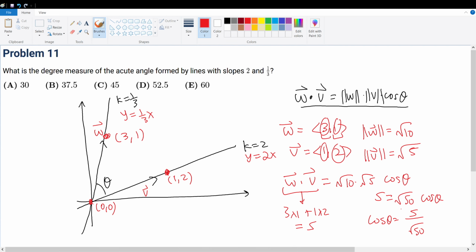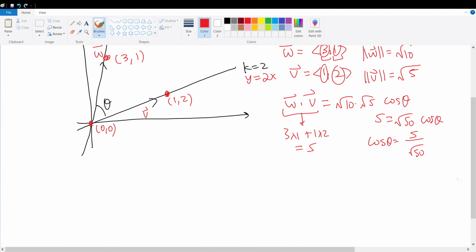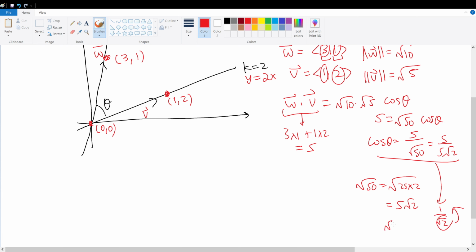Now, what is 5 over root 50? That looks very ugly, so let's try to simplify this. Root 50 is the same thing as root 25 times 2. Therefore, that's 5 root 2. Therefore, this is the same thing as 5 over 5 root 2. This looks very good. Because why? If we simplify this even further, that's 1 over root 2. If we put the root 2 in the numerator, we get root 2 over 2.